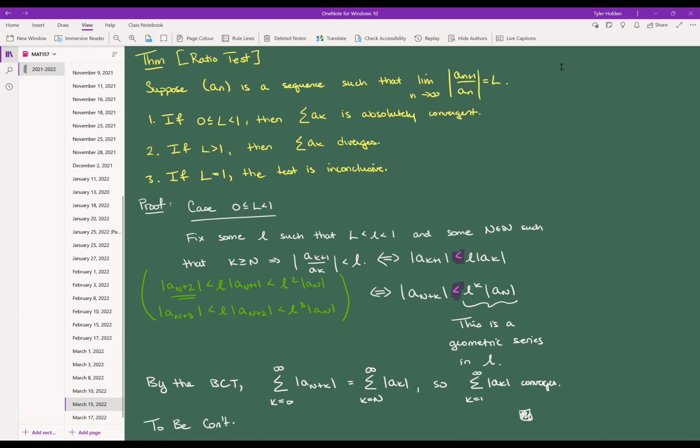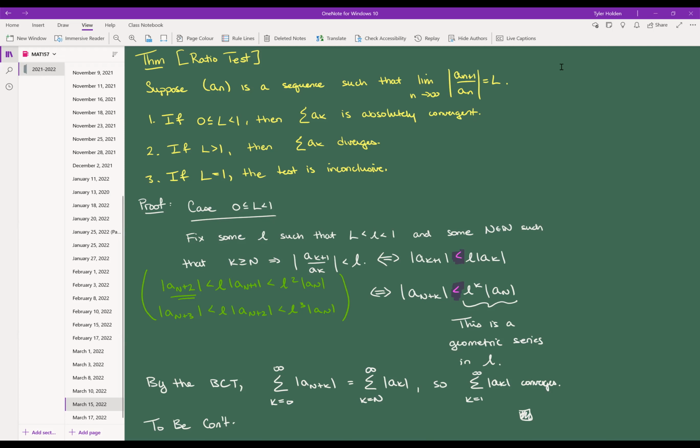So we're going to do number two next, which is to prove that if L is strictly greater than one, then the series diverges. Importantly, we're not saying that it diverges absolutely. We're saying it actually diverges. And it turns out it's not too hard to give the full divergence proof. It's easy to get divergence absolutely immediately, but you can also get actual divergence pretty quick.